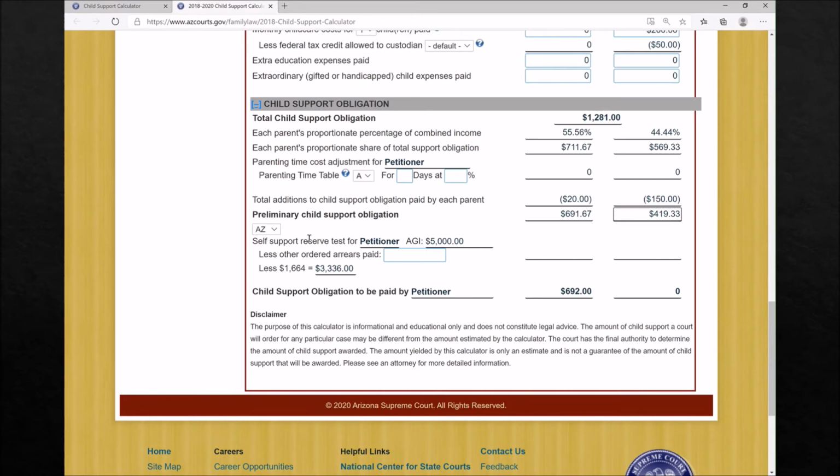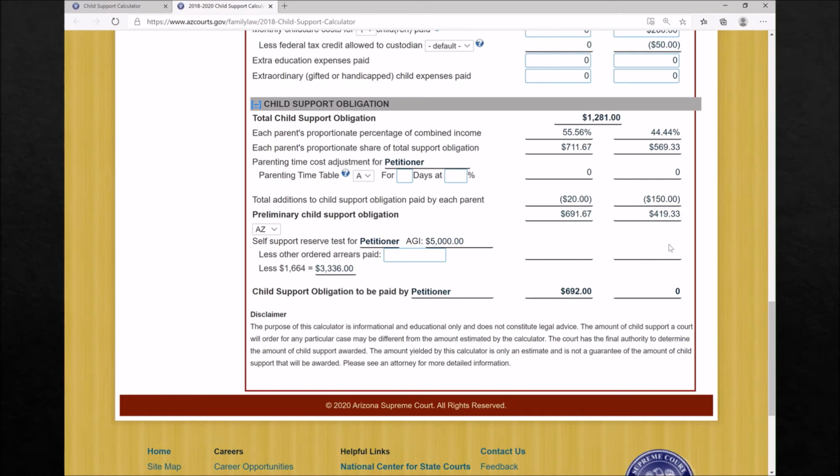Now, here's some self-support reserve test for petitioner. Basically, you can read more about it, but this just says each parent is allowed a self-support reserve, and if based on the incomes and the expenses, it goes to a point where raising the child is no longer affordable because it encroaches into their own self-support for what they need to live for themselves, then certain things can be adjusted. In this case, that is not the case. Both parents are comfortable, so this doesn't apply.